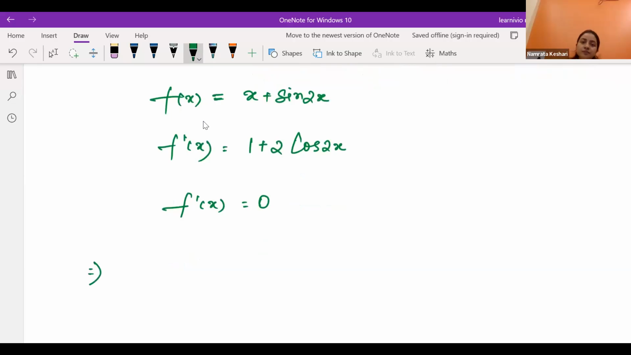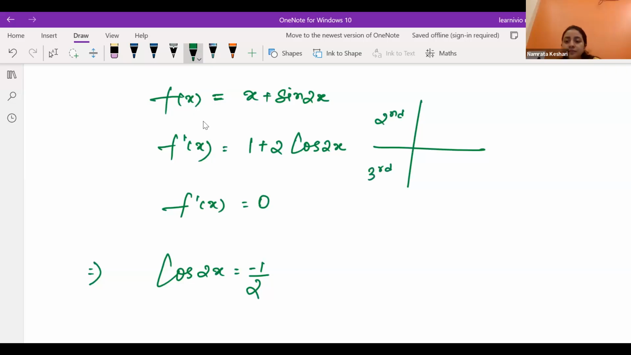Cos 2x equals minus 1 by 2. Yes, cos 2x is equal to minus 1 by 2, and which angle gives cos 1 by 2? First, tell me which angle gives 1 by 2 for cos? Pi by 3. Okay, it is pi by 3, but we have the negative. That means maybe the second quadrant or maybe the third quadrant, right, Fatima?